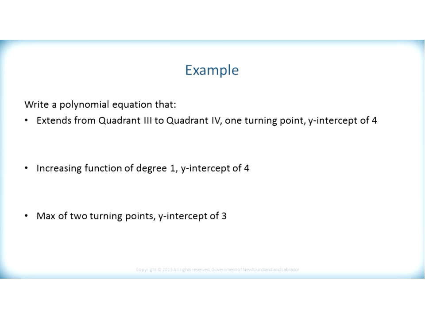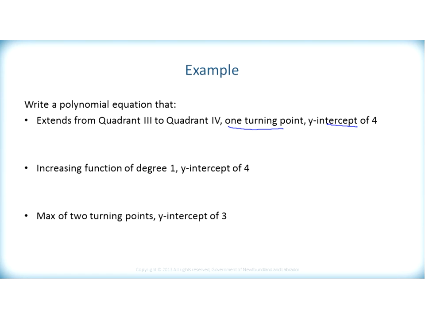Here's another example, something you could see in a constructed response item. Give an example of a polynomial equation with each of the characteristics. So it extends from quadrant 3 to quadrant 4. It would have one turning point. It'd have a y-intercept of 4.